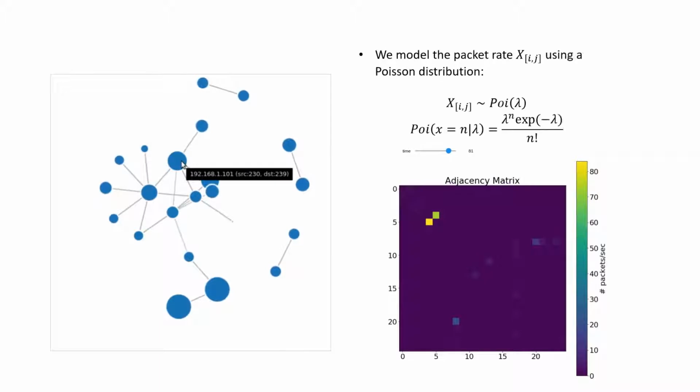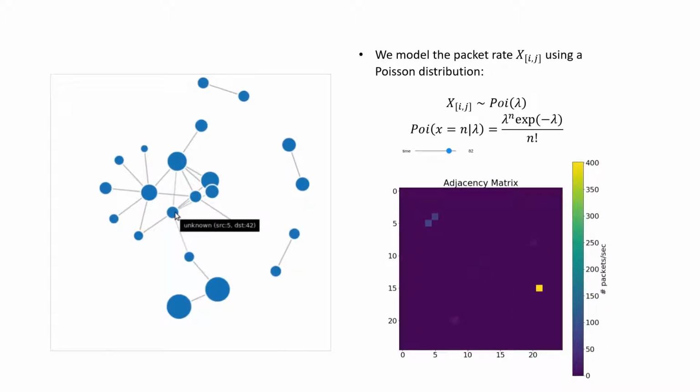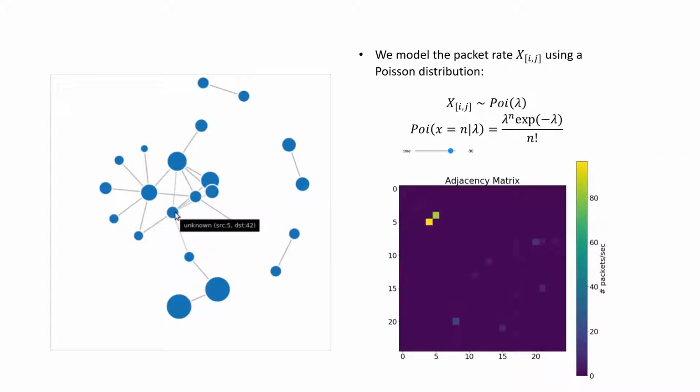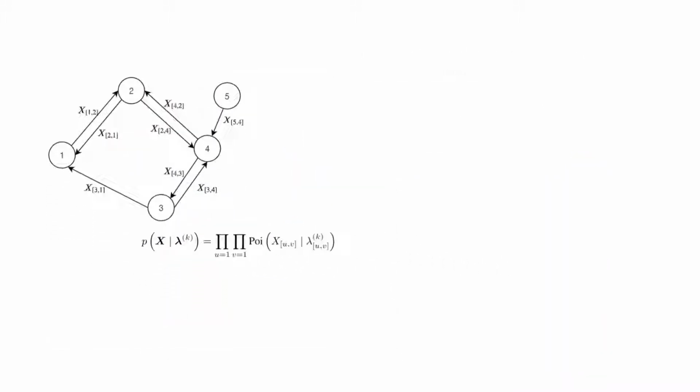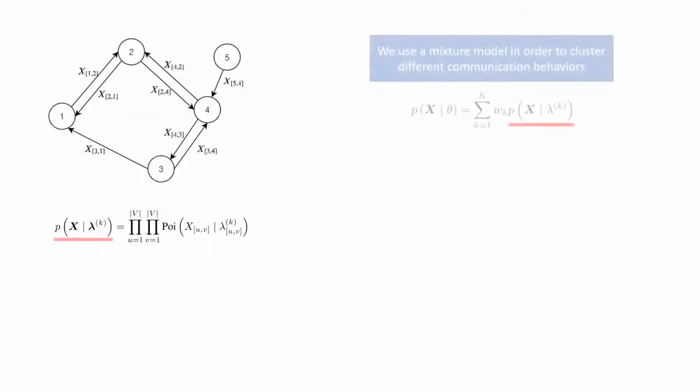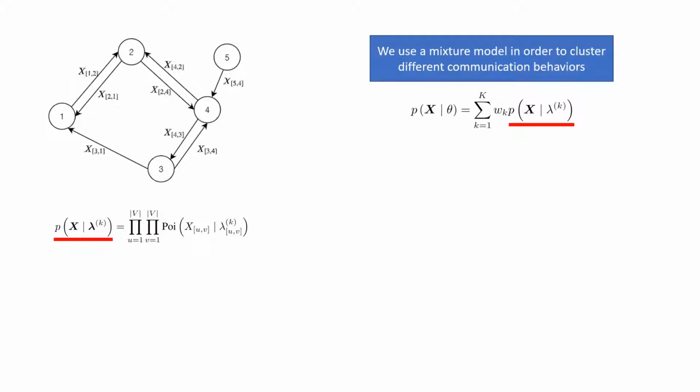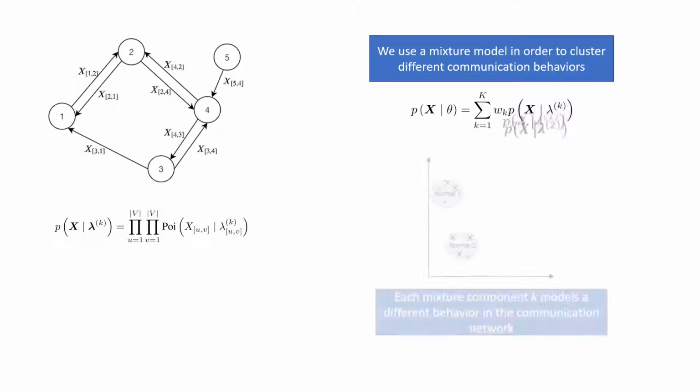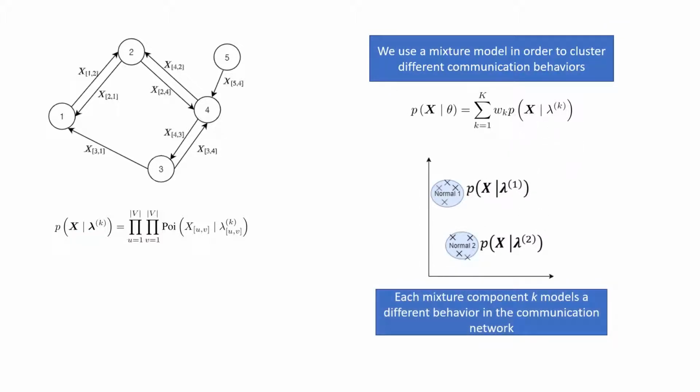We model the packet rate using a Poisson distribution. The model for the graph at a given time window is a joint distribution of the independent Poisson processes. We use a mixture model in order to cluster different communication behaviors. Each mixture component models a different behavior.